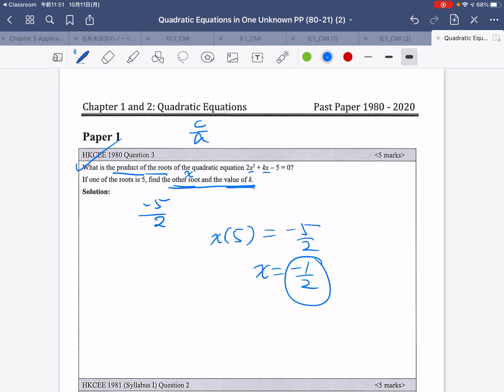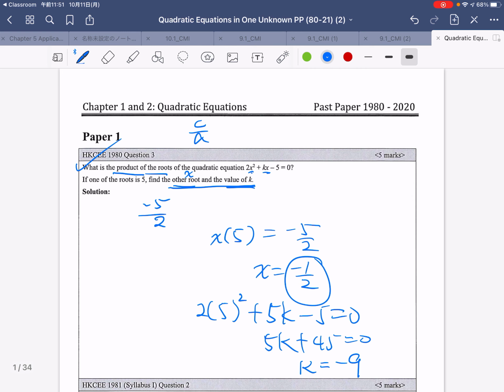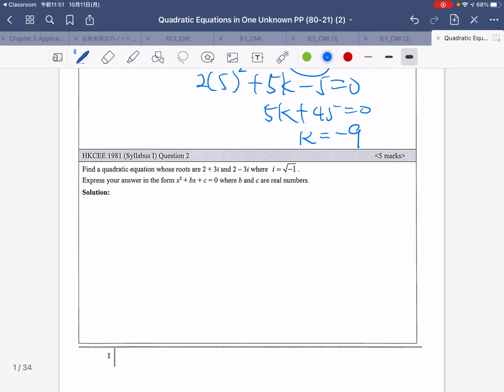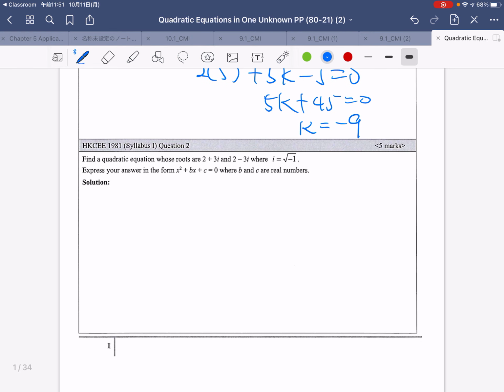So what is the value of k? You can put x as 5 to find the value of k. So 2 times 5 squared plus 5k minus 5 equals 0. And 5k here is... 45 equals 0. So k equals -9. So that's the answer. Then we move to the next question.